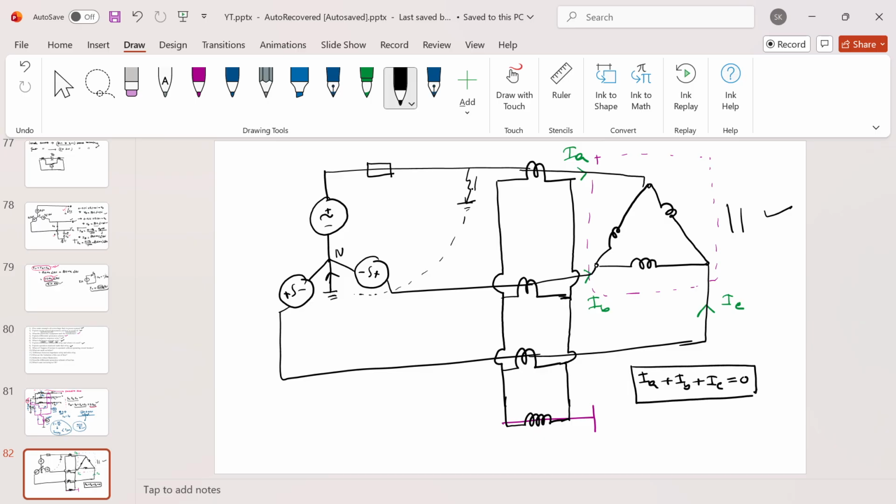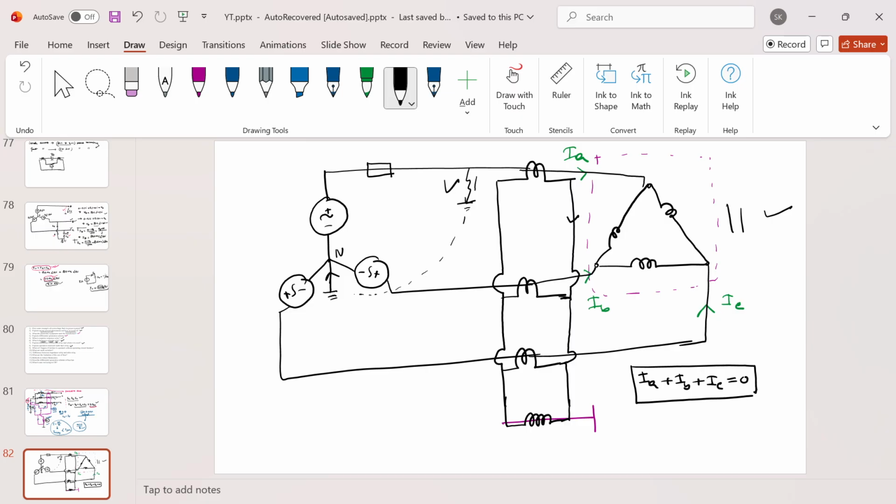So even if the fault has occurred here, an imbalance may come into IA, IB, IC, but there will not be any zero sequence component of current. Why? Because zero sequence currents are always cophasal, so that summation cannot be 0. So the zero sequence component of current cannot flow in the delta winding, or at least in the lines. So what will happen?